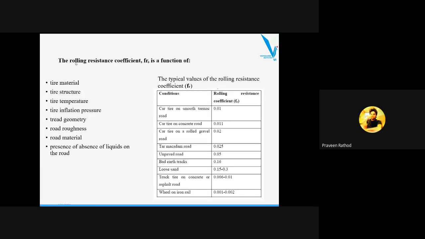You can see the rolling resistance coefficient FR is a function of tire material, tire structure, tire temperature, and tire inflation pressure. When we see the tire inflation pressure, contact patches come into the picture. Then tread geometry, the skeleton. So there is a whole chapter on the tires, in which you can study more and more about the rolling resistance.